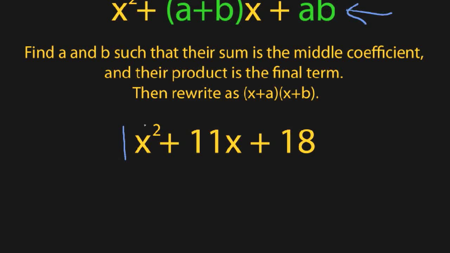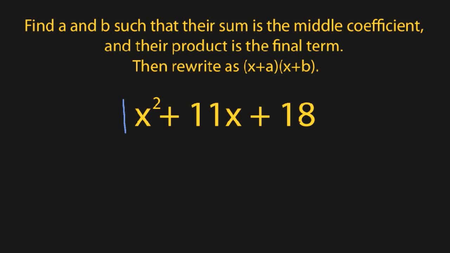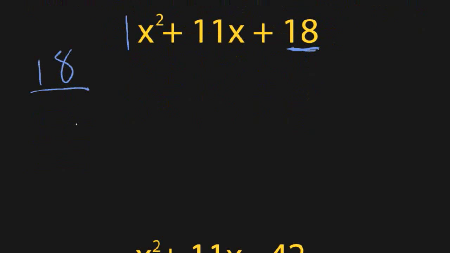There's a strategy for when you have say a 2x squared or a coefficient on this x squared, but it complicates the process. So you'll see that at the end of the video. For now, we're just looking at when you have a plain x squared. So again, looking at this x squared plus 11x plus 18, which is the example we started with, to factor this I need to find a and b such that their sum is the middle coefficient and the product is the final term. So let's look at all the products of 18 and then see if any of those add to 11.